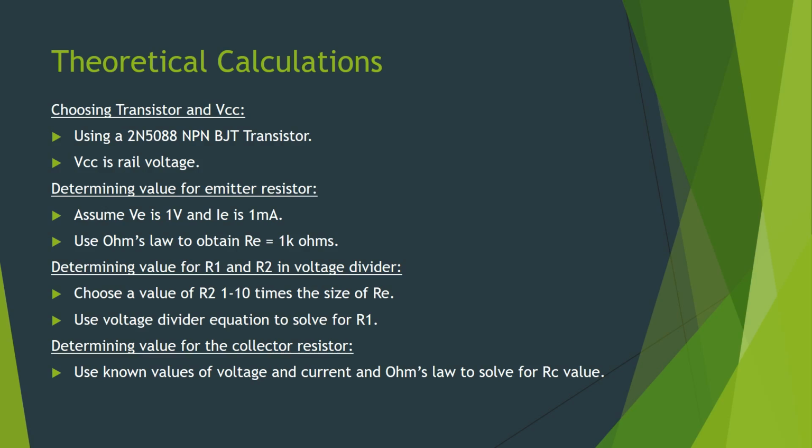And then you use the voltage divider calculation, VCC times R2 over R1 plus R2, and you set that equal to the voltage that you want at the base. We've already assumed the voltage at the emitter is 1 volt, so we assume that the voltage at the base is 1.7 volts due to the diode drop across the base-emitter junction. So when we solve for R1, we find that the value is 43K, but I don't have a 43K ohm resistor, so I chose a 47K.